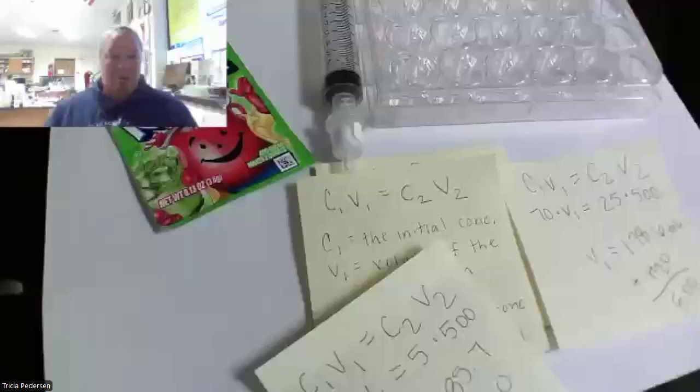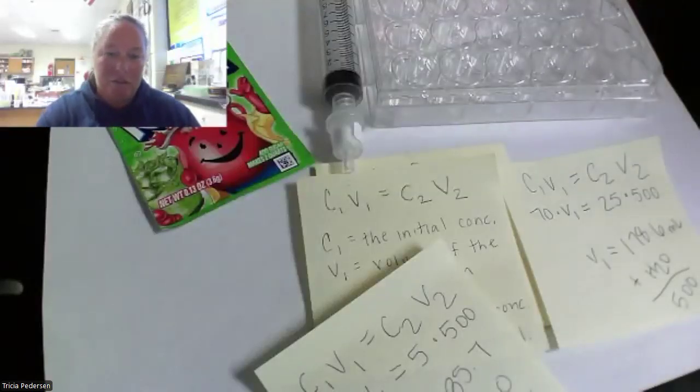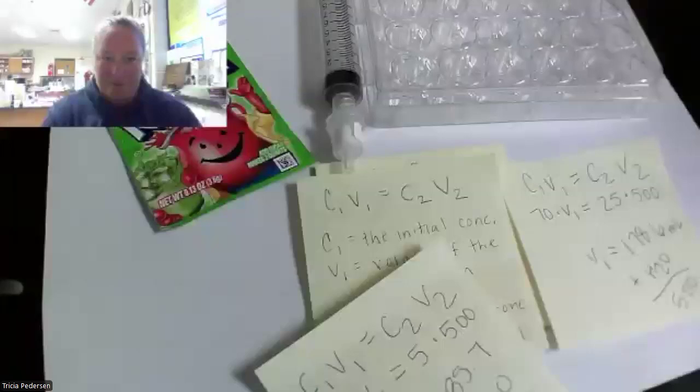Tricia, after making the Kool-Aid solution, what do we do next? So you should have the Kool-Aid solution made. You should have the 5% alcohol solution made and the 25% alcohol solution made.